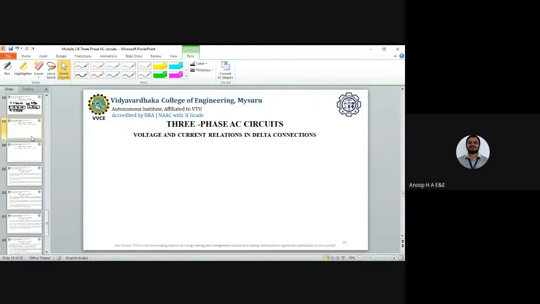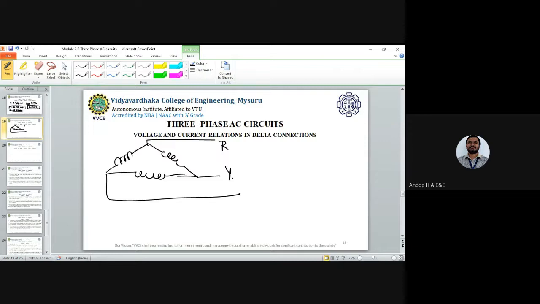Next, if I want to talk about the concept of delta connection, I can write it as the starting end of one coil connected to the finishing end of the other coil. What does this voltage measure? Anyone? So line voltage. Exactly. This one, VYB. Again, line voltage, sir.